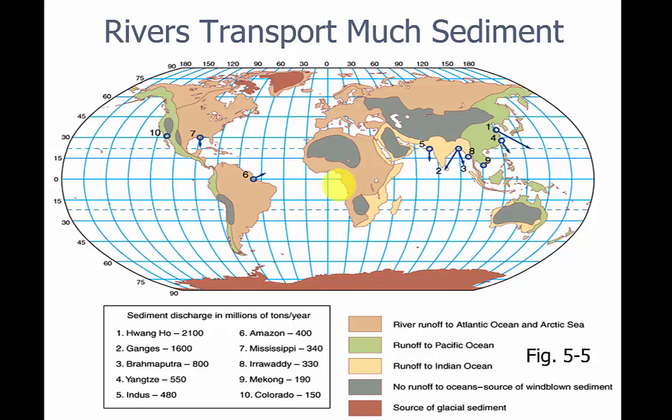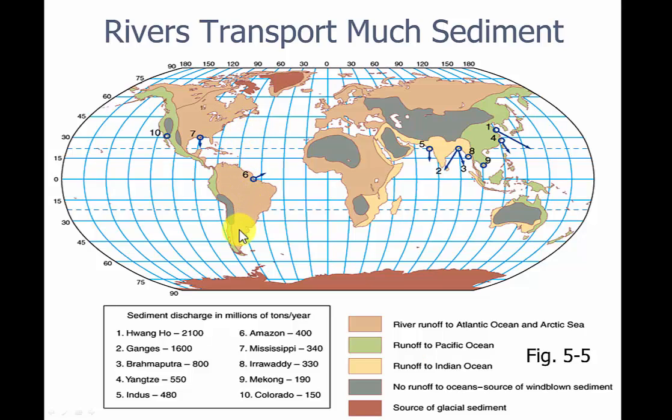Rivers transport much of the sediment. If you take a look, we actually have runoff of the Atlantic and into the Arctic Ocean, the Pacific and Indian. We have no runoff, and we have source of glaciated sediments. So if you take a look where we live, right about here, this whole area is actually coming down through and in the Mississippi River and coming out into the Gulf of Mexico or the Potomac or some of the rivers that come over here into the Atlantic Ocean.